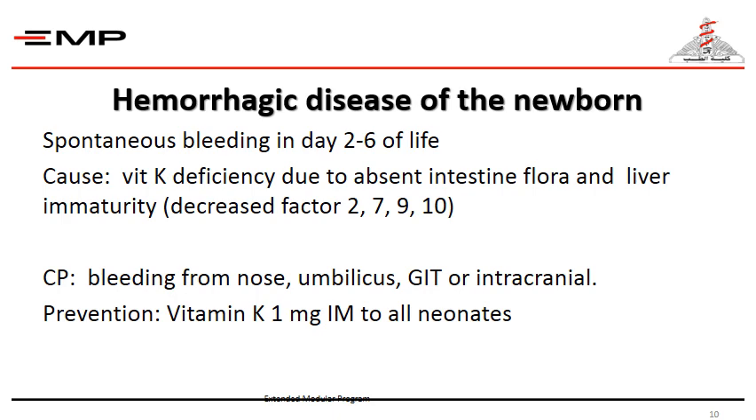Now, one of the commonest causes of bleeding in neonates in general, and a cause of bleeding in a well neonate due to coagulation defect as well. This common disease will present with spontaneous bleeding between day 2 to day 6 of life, and the etiology usually is vitamin K deficiency, because the intestine of the neonate does not have intestinal flora and the liver is quite immature, with decreased production of factors 2, 7, 9, and 10.